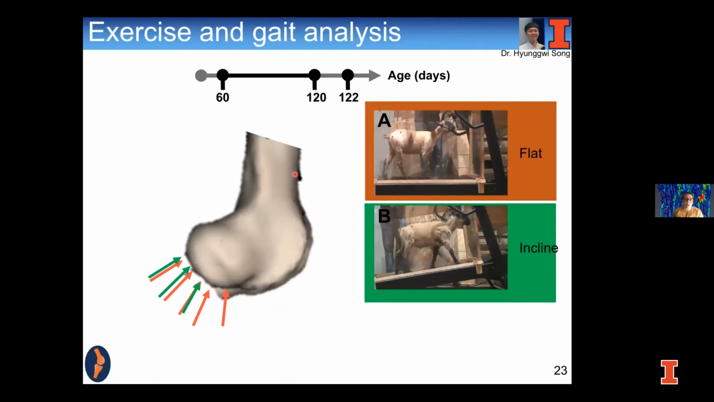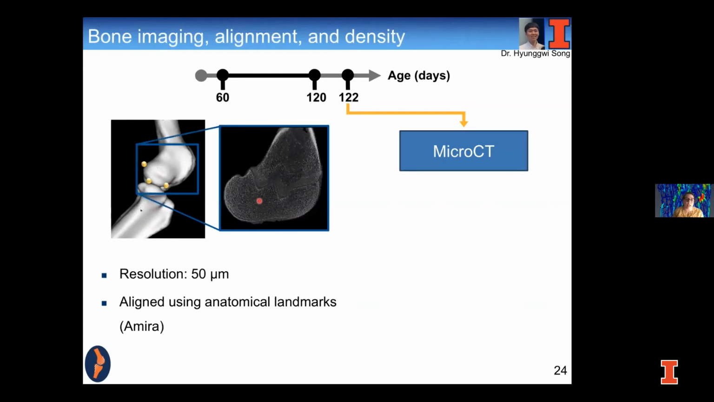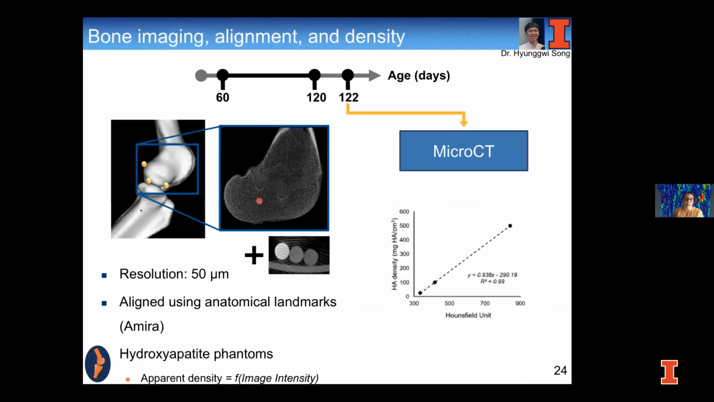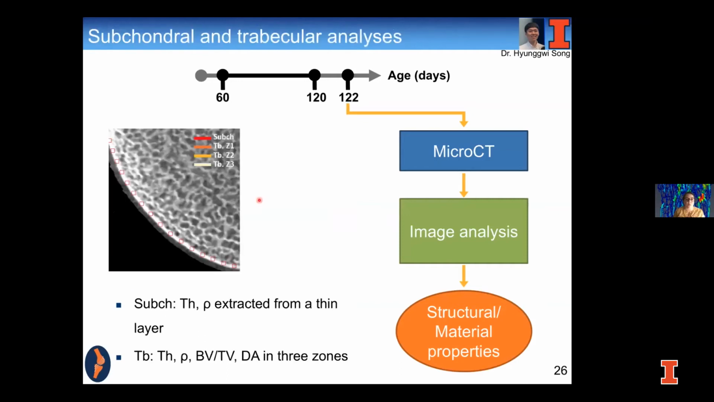At endpoint, we imaged the distal femur. So this is the end bone of the femur here. This is the tibia, and took micro CT scans at 50 microns from these bone segments. All of the segments were aligned using anatomical landmarks, and then included, again, hydroxyapatite phantoms to calculate apparent density throughout the bone. And then the images were binarized and separated in terms of subchondral thickness and trabecular bone.